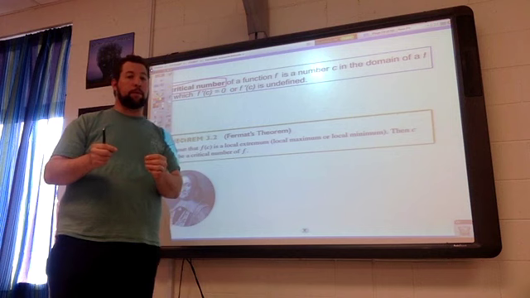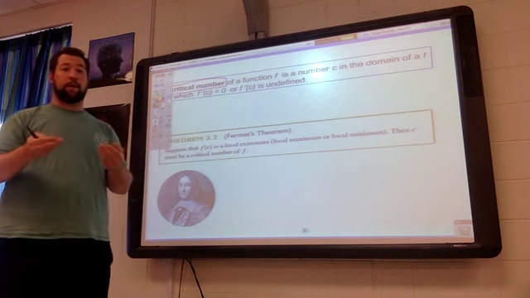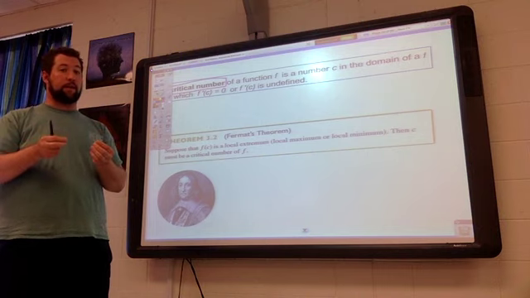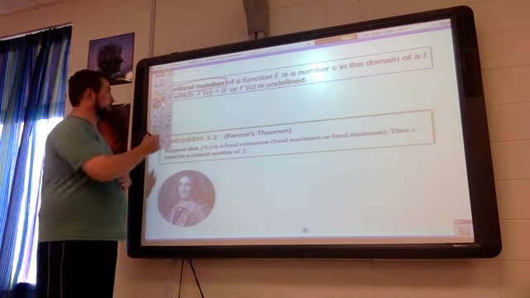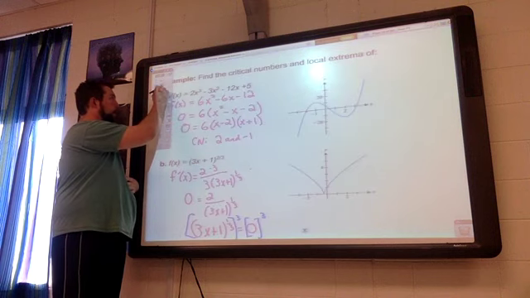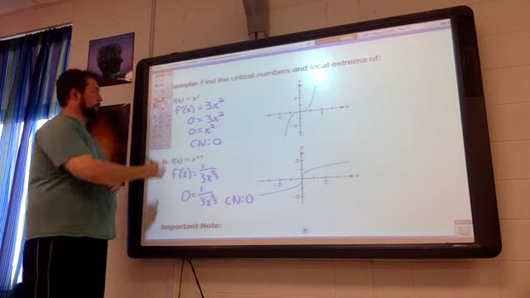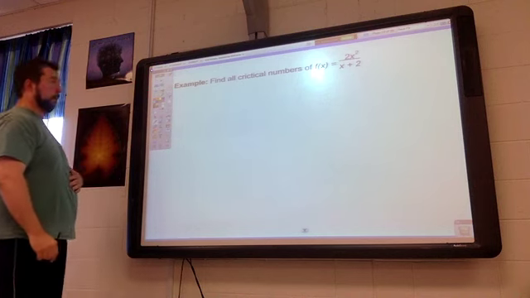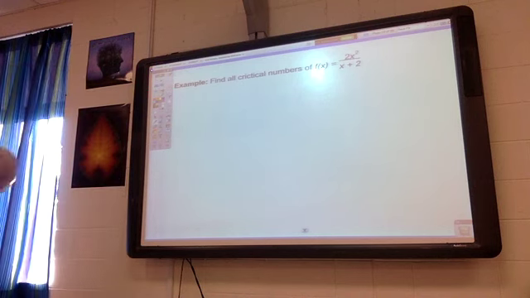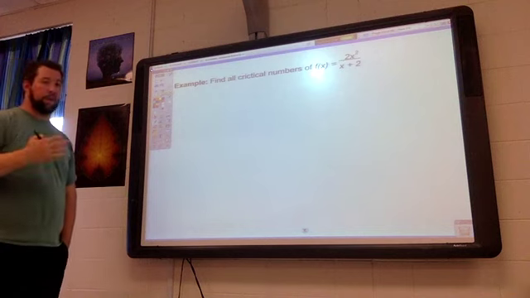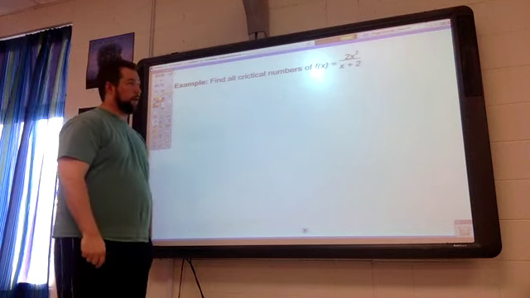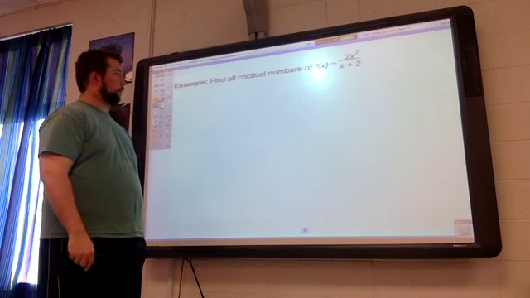So the critical numbers give us a good idea of where they could occur, but it does not necessarily mean that a local maximum or minimum occurs there. Not a guarantee, but it gives us good candidates for it. All right, so let's look at this problem right here. We're not even talking about local extrema here. We're just going to talk about their critical numbers.